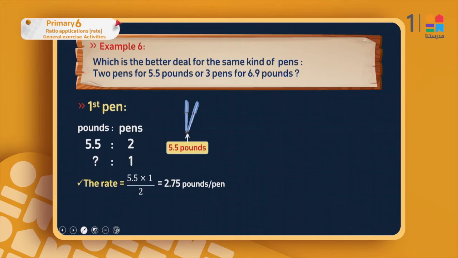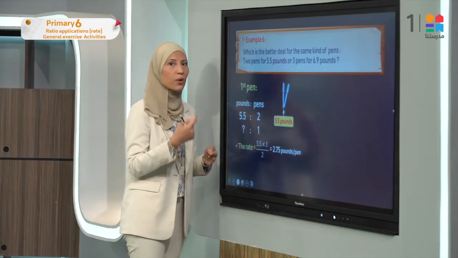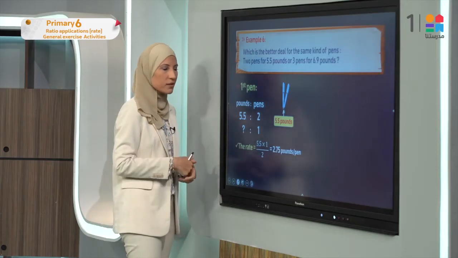So what does it mean? It means I will pay 2.75 for every 1 pen. For every 1 pen, I will pay 2.75.